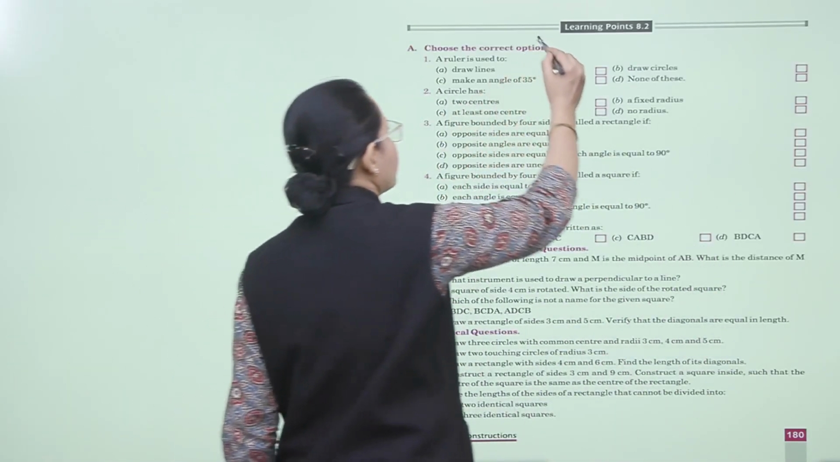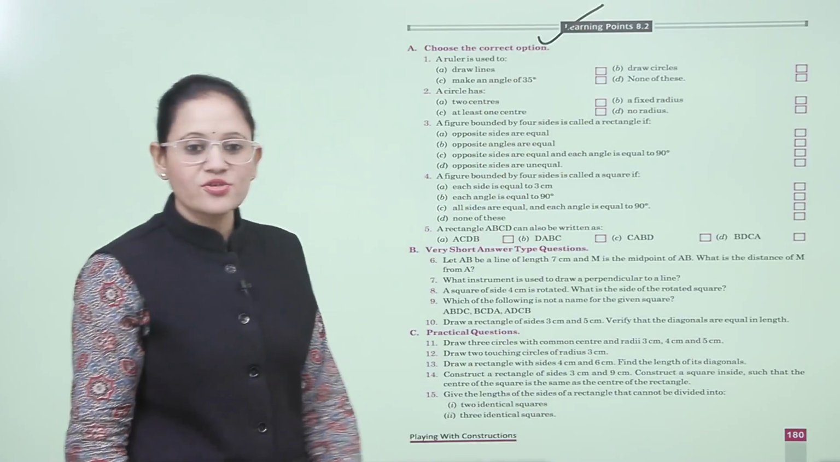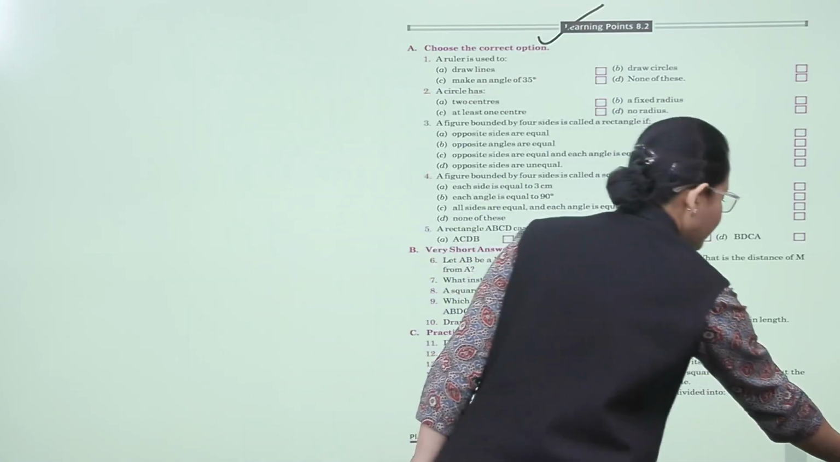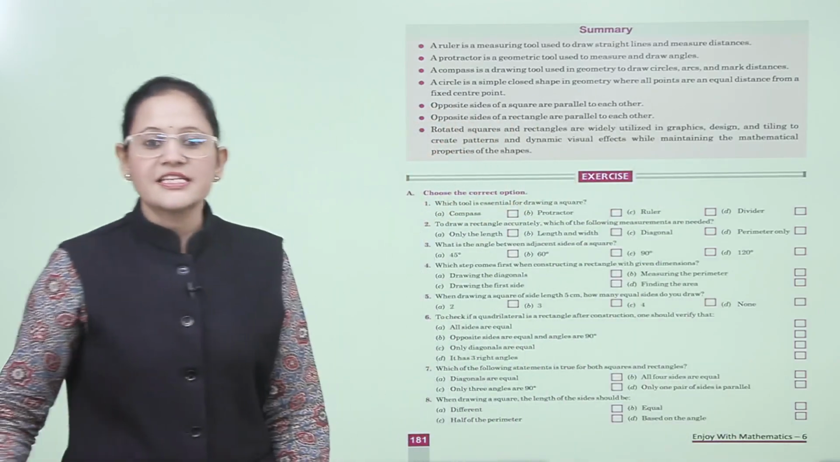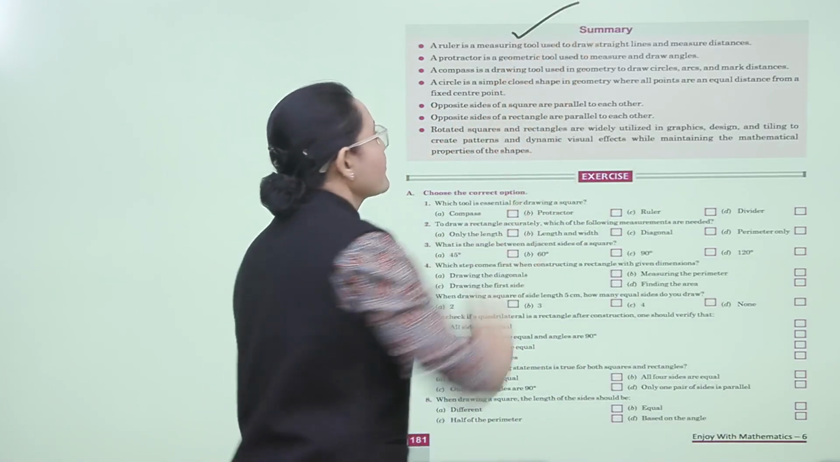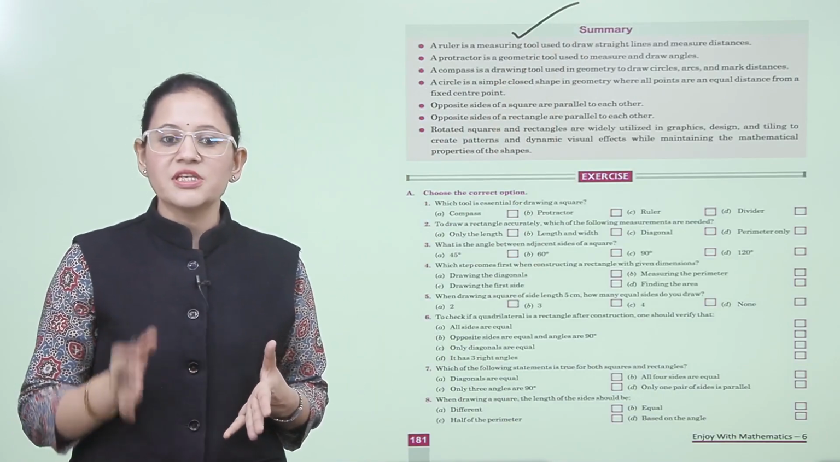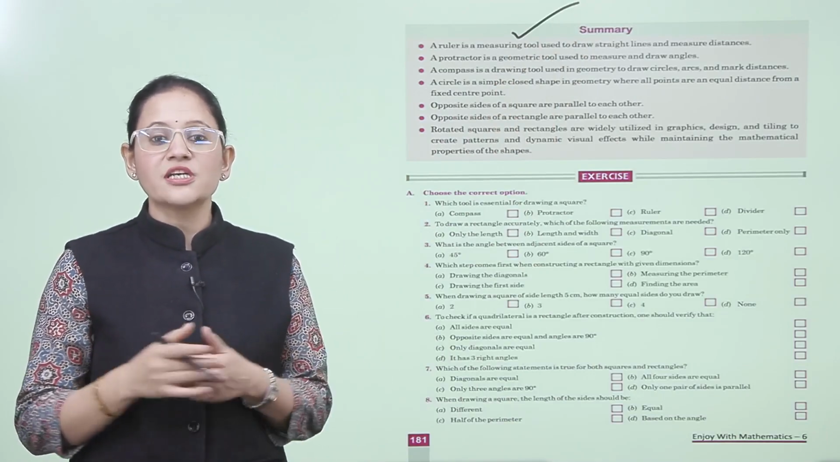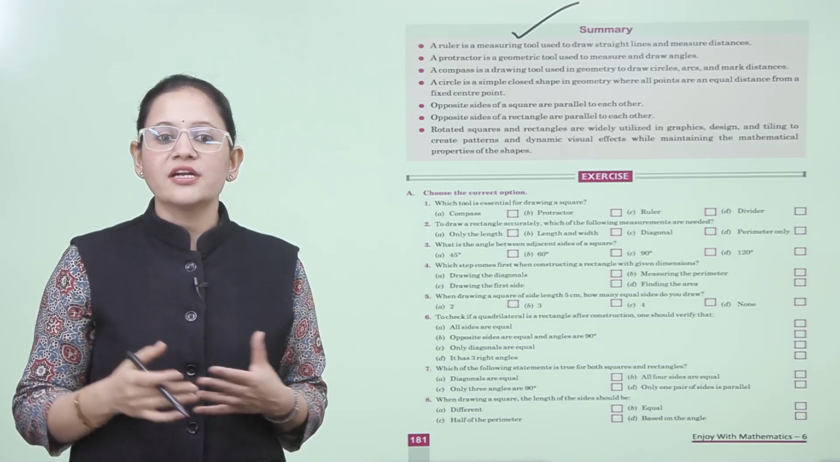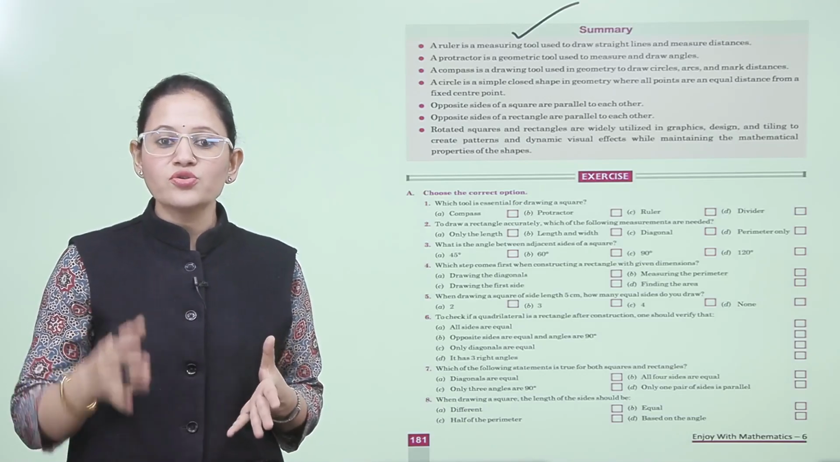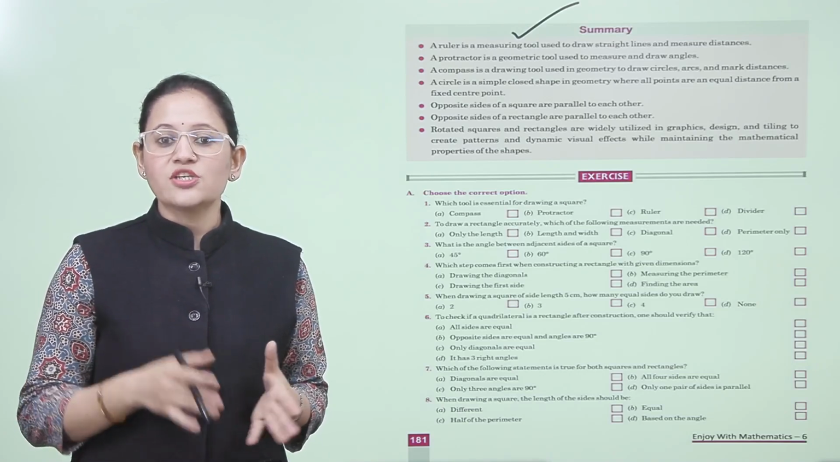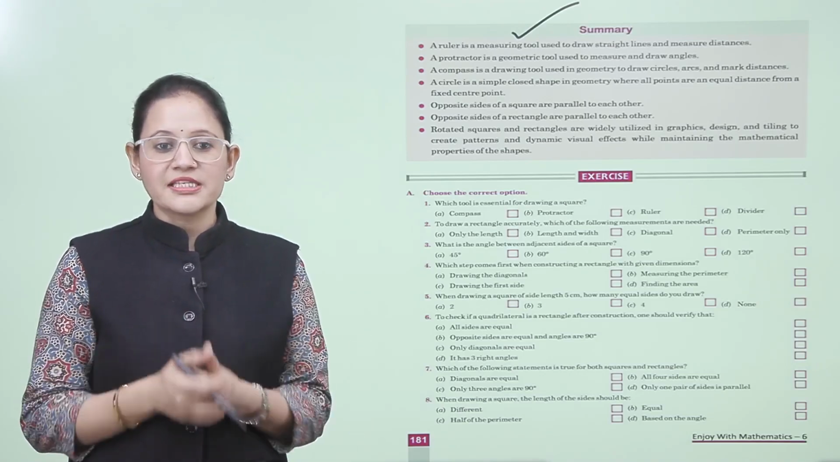Next is learning point 8.2. So you have practiced all the questions given in the exercise. Next is the summary. A ruler is a measuring tool used to draw straight lines and measure distance. The protractor is the geometrical tool used to measure and draw angles. A compass is a drawing tool used in geometry to draw circles, arcs and mark distances.